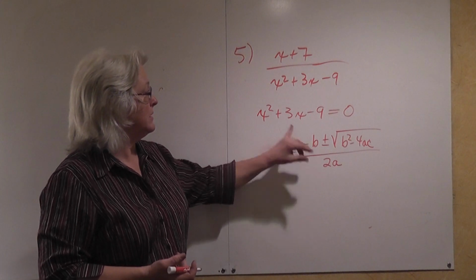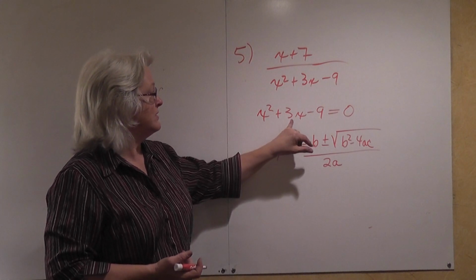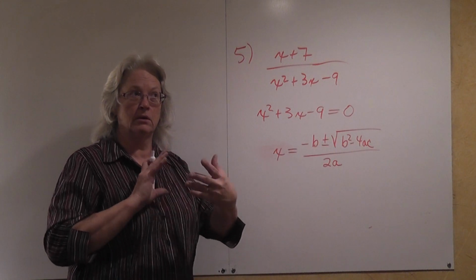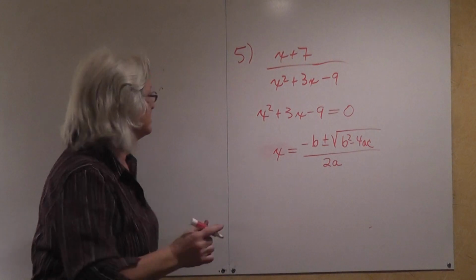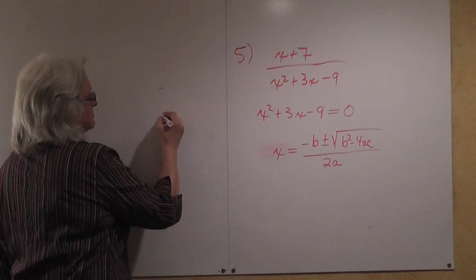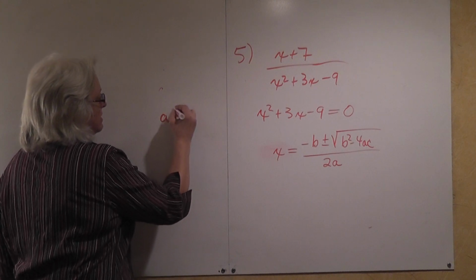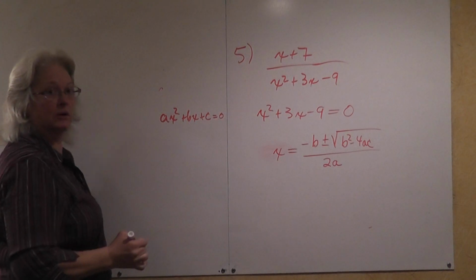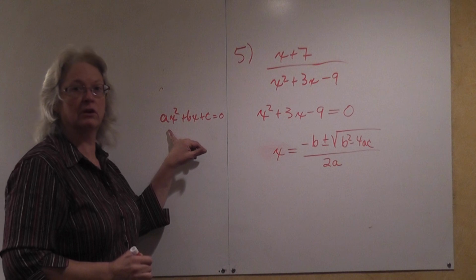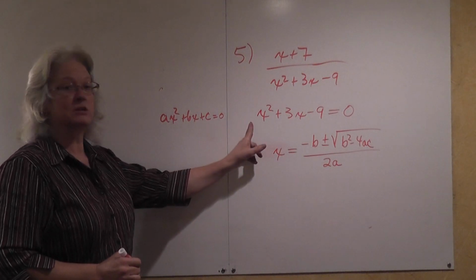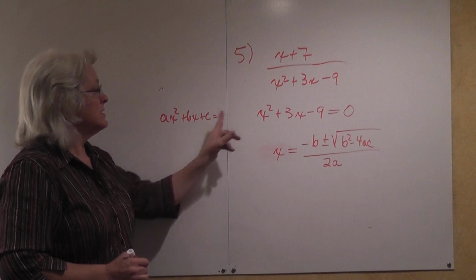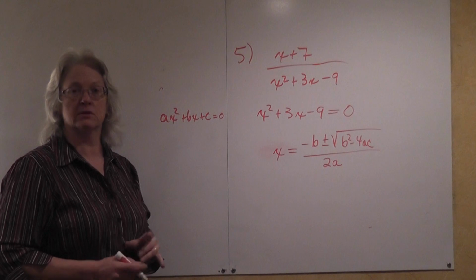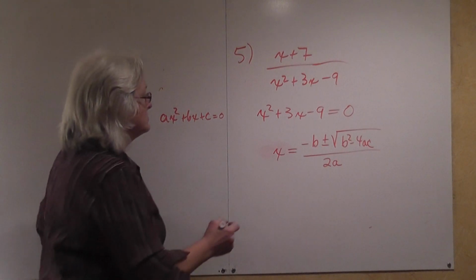What are a, b, and c? These are the coefficients of a quadratic expression: ax squared plus bx plus c is equal to 0. This is a quadratic, second degree equation. The a is the coefficient of the square term, the b is the coefficient of the first degree term, and the c is the constant. So let's go ahead and do our substitution.